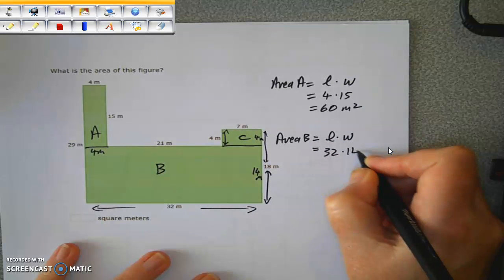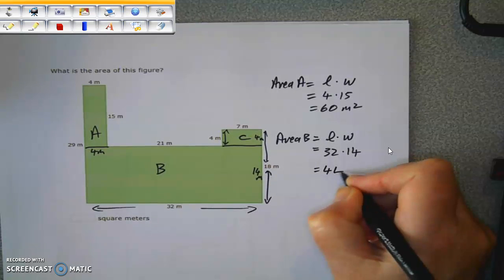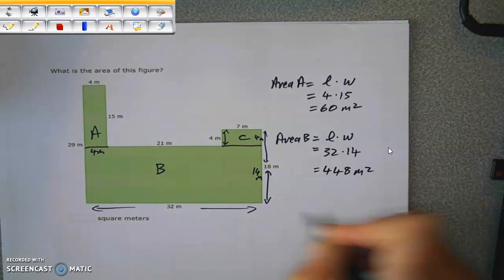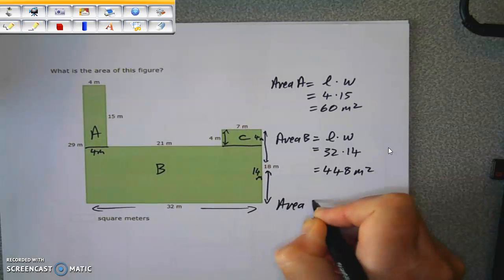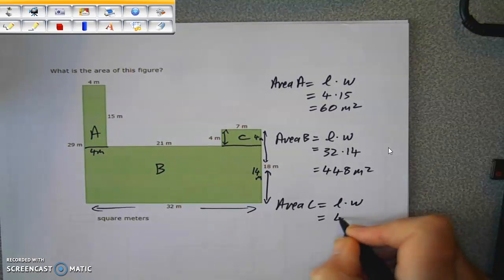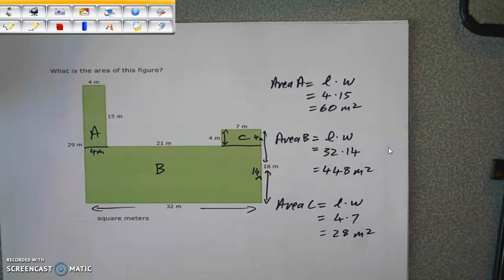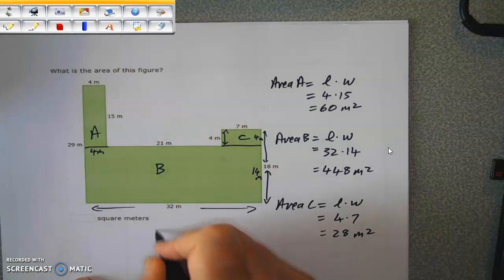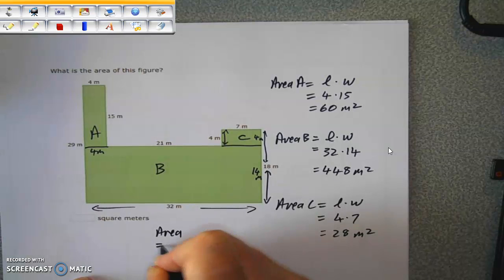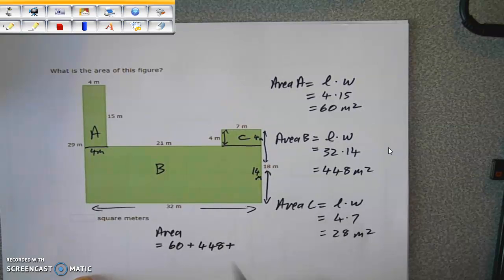So that's 14. So 32 times 14, 448 meters squared. And then the area of C, again, length times width. C is 4 times 7, which is 28 meters squared. And then you add them together. So the area of the whole thing is 60 plus 448 plus 28.